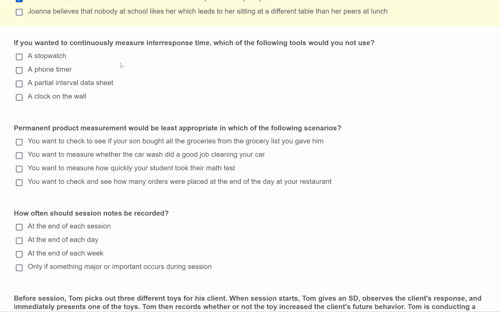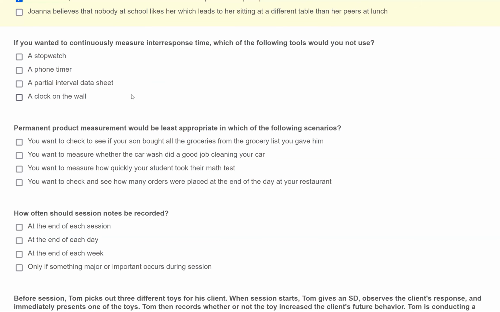How about a stopwatch? A stopwatch could easily measure the time in between responses. Stopwatch would be perfect for continuous measurement of inter-response time. How about a phone timer? Same idea, right? Probably more convenient today than a stopwatch because we all have phones on us. How about a clock on the wall? Sure. Now that's not as common where we're working, right? But still, you could use theoretically a clock on the wall to measure time in between responses.